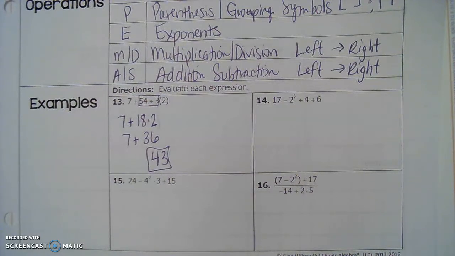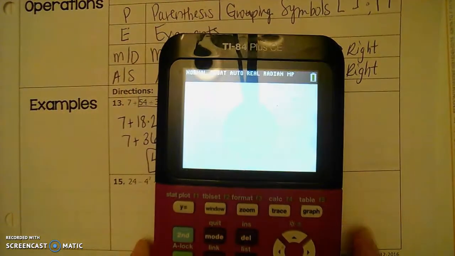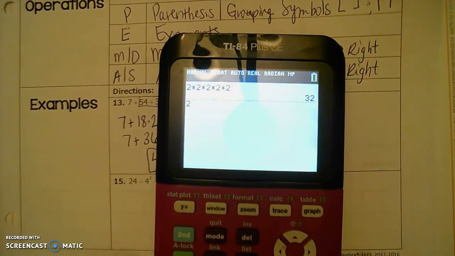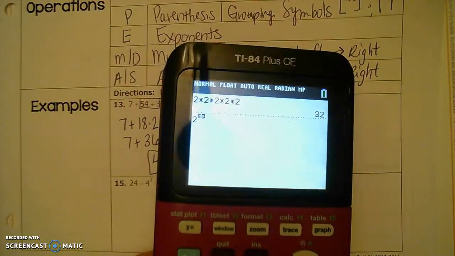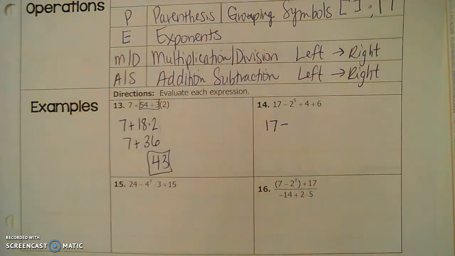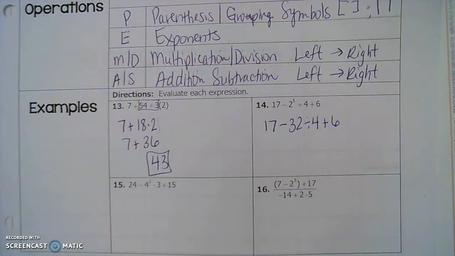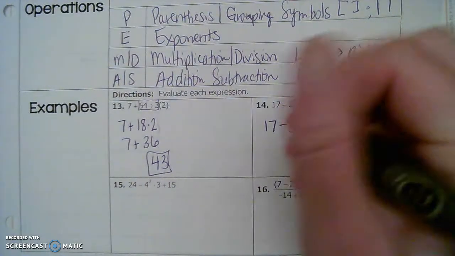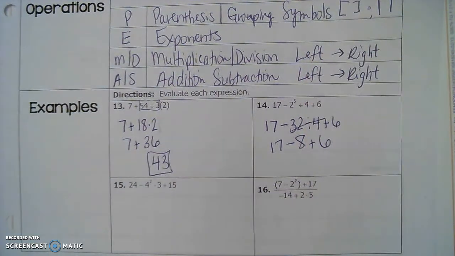Number 14. Notice we have exponents in there. So I'm going to bring down the 17 minus 2 to the 5th. There's 2 ways you can do that. You can either multiply 2 times itself 5 times, that's what it means, or find your exponent key. Mine looks like this. So 2 to the 5th is what mine would do. So 2 to the 5th is 32 divided by 4 and still plus 6. So now we need to do the 32 divided by 4. Some people like to cross it off as they do it. So minus 8 and plus 6.